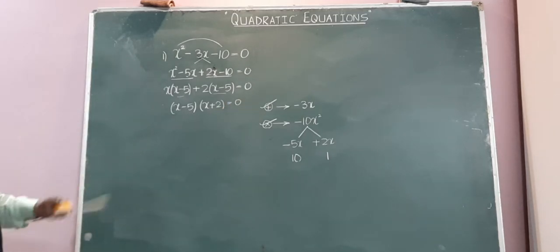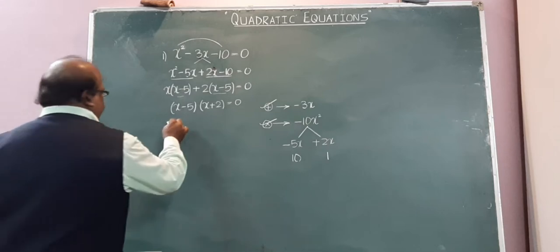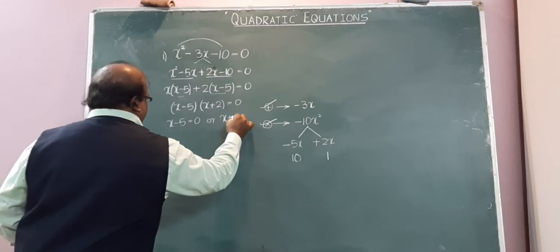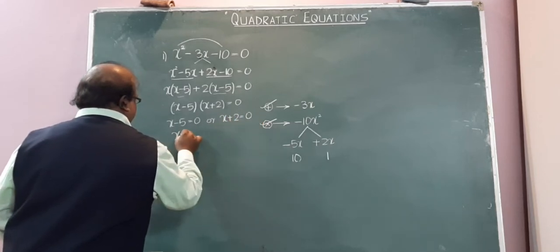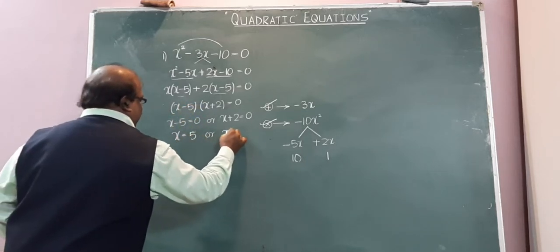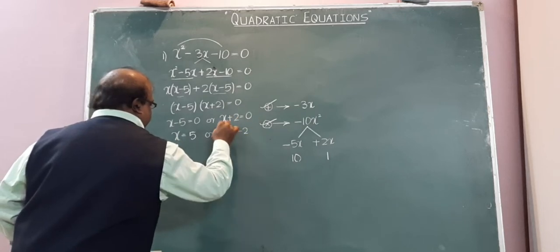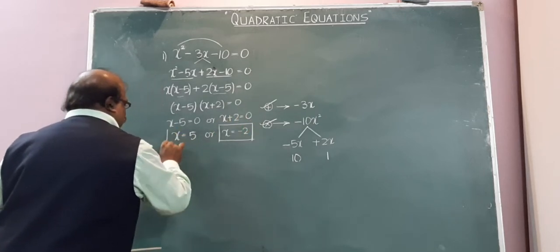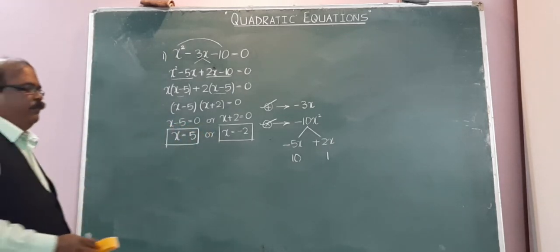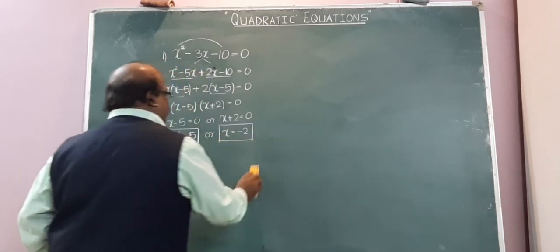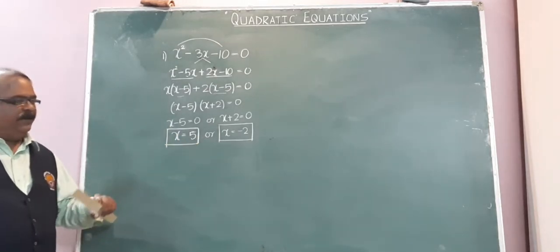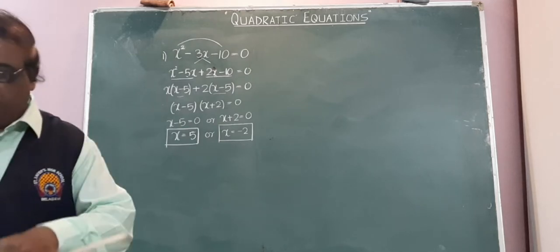Equate each of these factors to 0. So either x minus 5 is equal to 0 or x plus 2 is equal to 0. So what is x? Minus 5 going that side becomes plus 5. Plus 2 going to the other side becomes minus 2. I have got the roots of the equation. Whenever we solve a quadratic equation, we always get two roots. Which are the two roots of the given equation? 5 and minus 2.